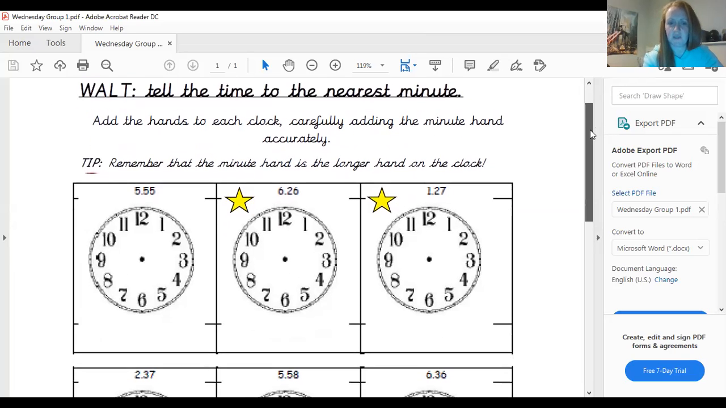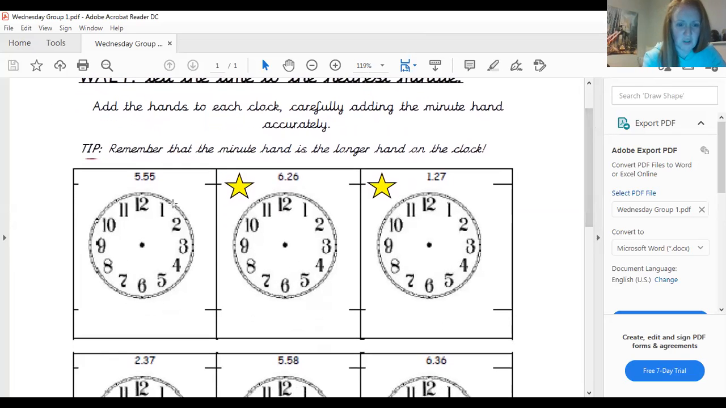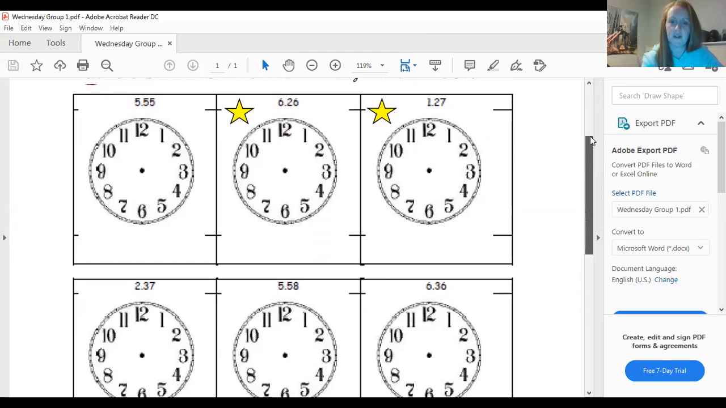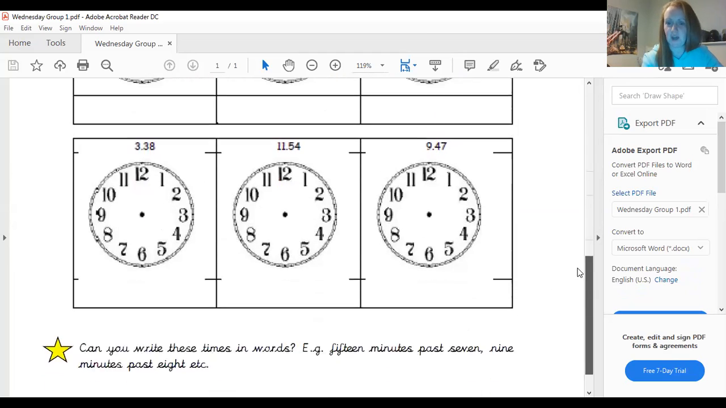So you've got some times here. Now the clocks, you can just about see the small increments there in between. So just make sure that if you've got a ruler, you use a ruler to draw hands. Add the hands to each clock, carefully adding the minute hand accurately. So just be really careful. So you're looking at the digital time, and then you are adding the hands on there carefully. Remember that the minute hand is the longer hand on the clock. So there are a few for you to do there.